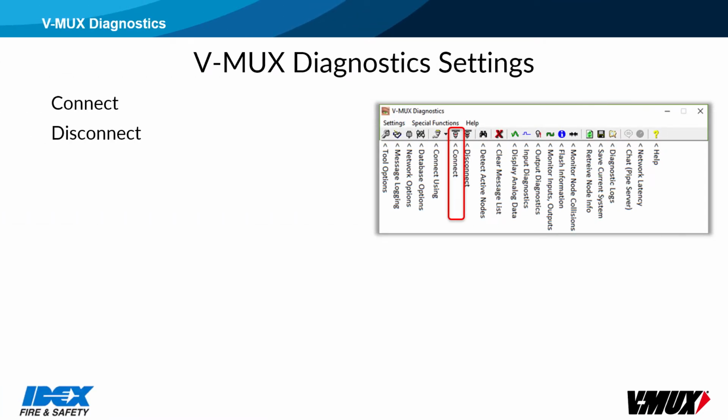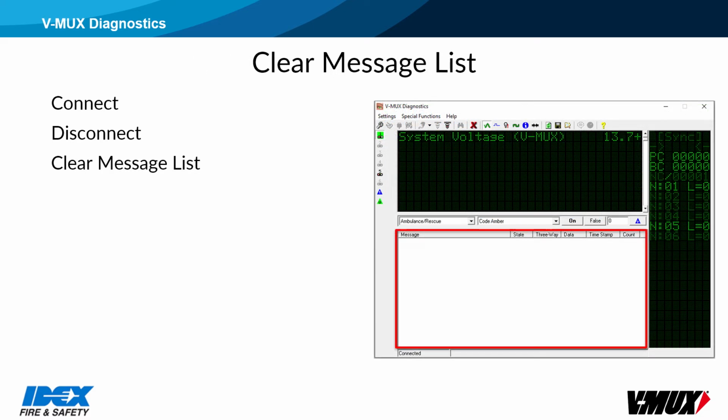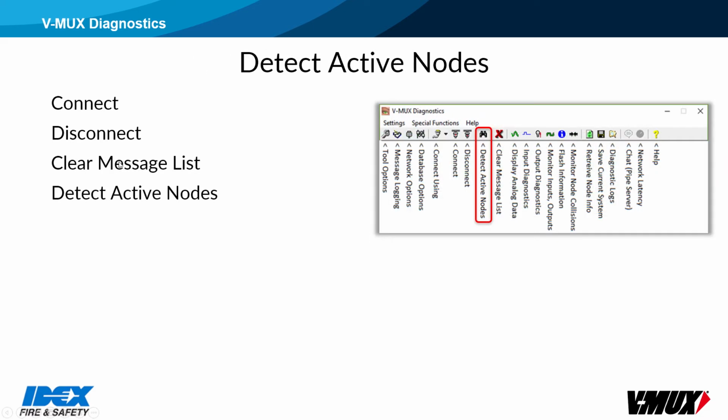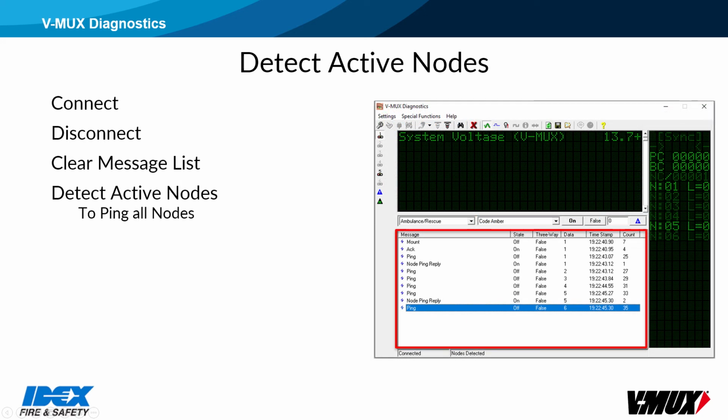The Connect button is used to connect V-MUX Diagnostics to the network, and Disconnect is used to disconnect diagnostics. Clear Message List is used to clear the lower message window. Detect Active Nodes is used to ping all the nodes in the network.